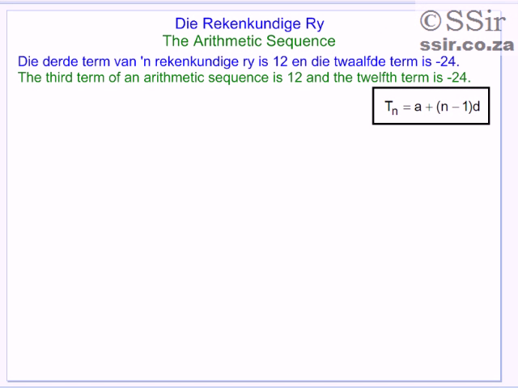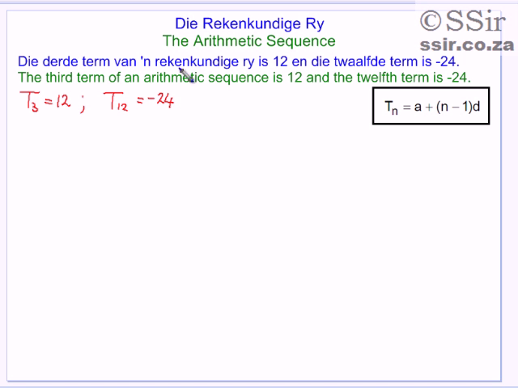The third term of an arithmetic sequence is 12, and the 12th term is -24. Let's analyze the information given to us carefully before we start this question. Here it says that the third term of an arithmetic sequence is 12. The word arithmetic sequence is important here. They've given us that T3 is equal to 12, and we also know that term 12 is equal to -24.